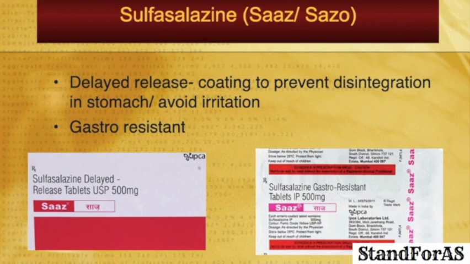Sulfasalazine is available as a delayed release tablet. It has a coating on it to prevent its disintegration in the stomach to avoid irritation and acidity. That's why it is also known as gastro-resistant. So if you look at the packets, there are two types of packets that you will get to see. One is sulfasalazine delayed release tablet, and the second one is sulfasalazine gastro-resistant tablet. Both of them are of the same medicine, so do not get confused when you see these two packets.